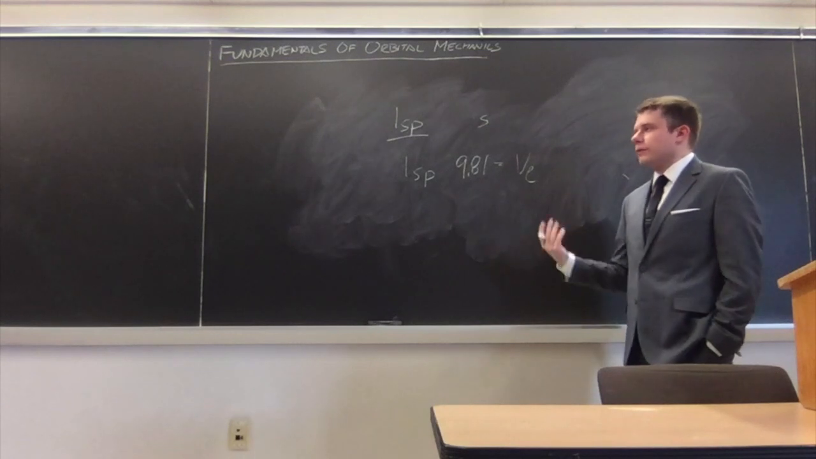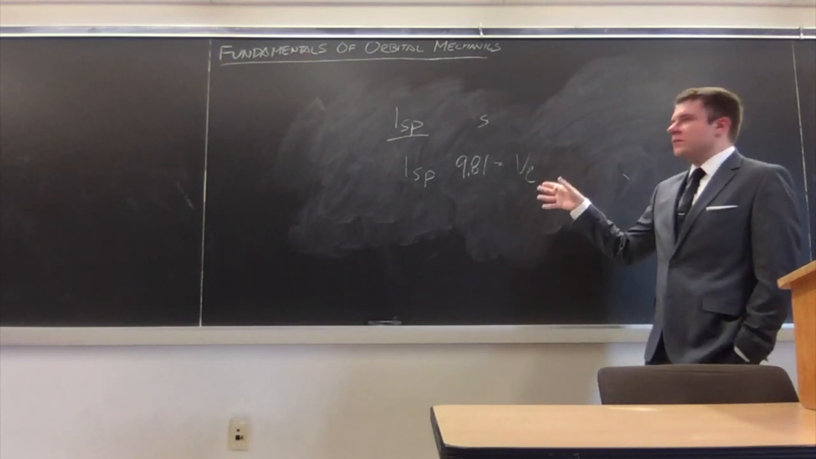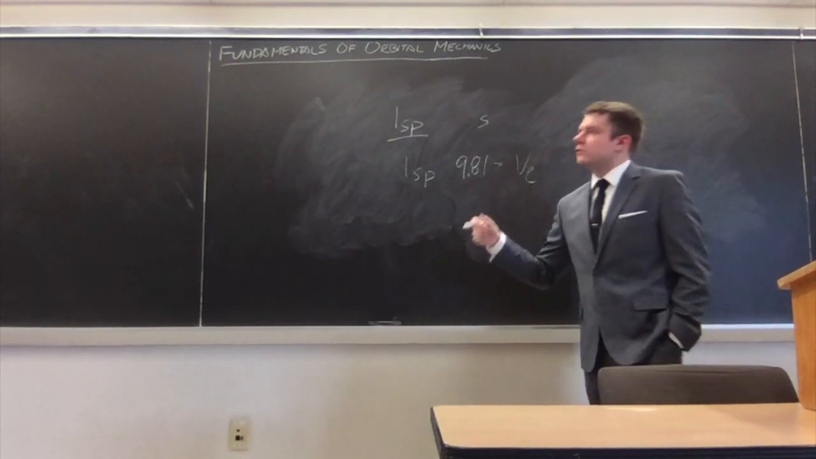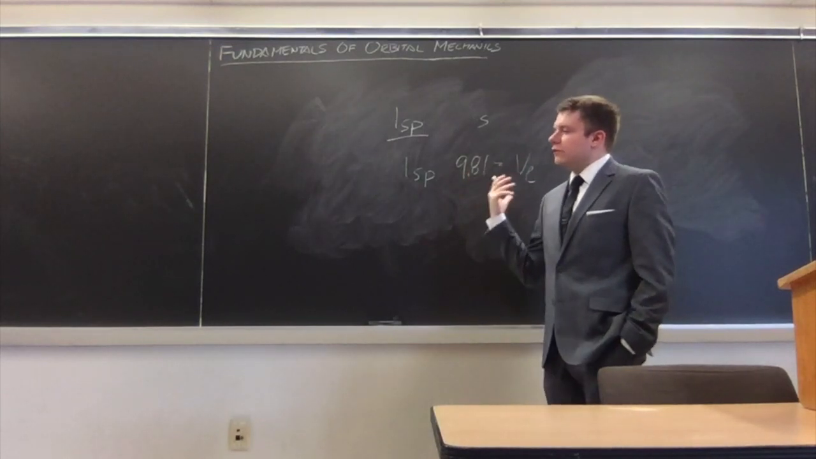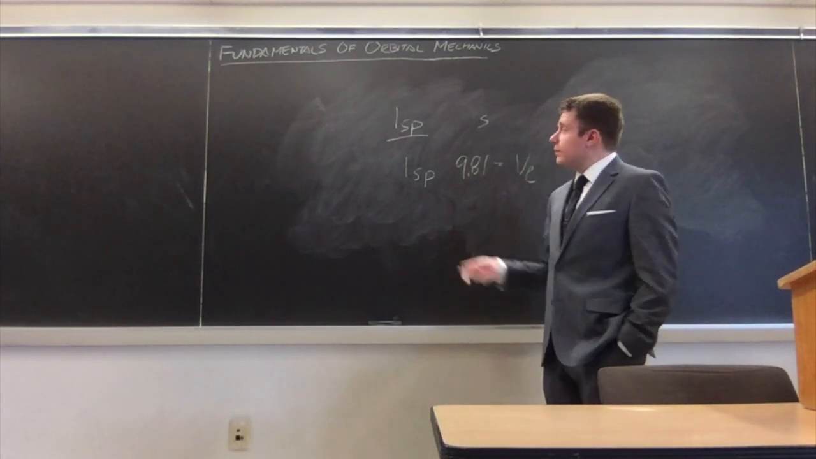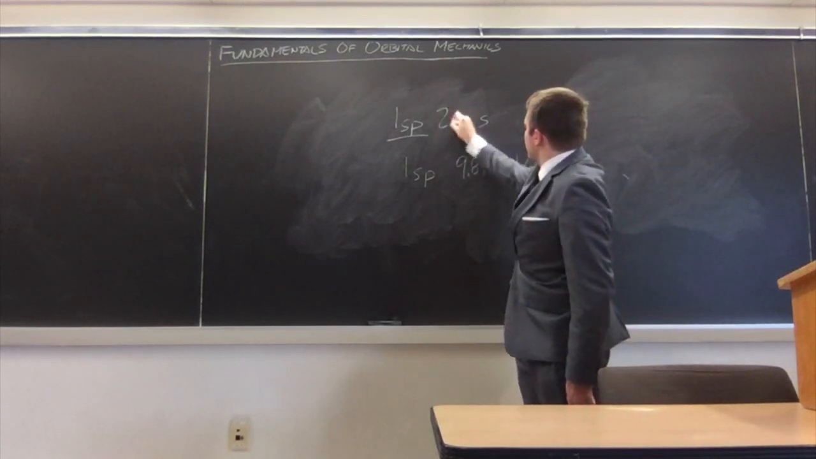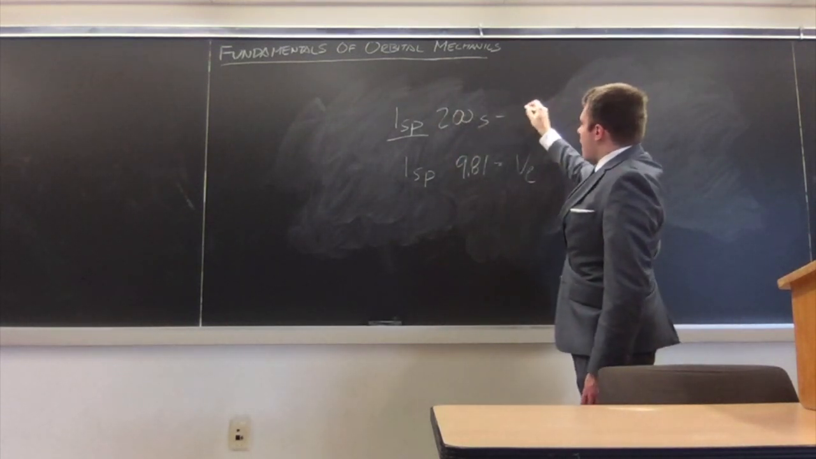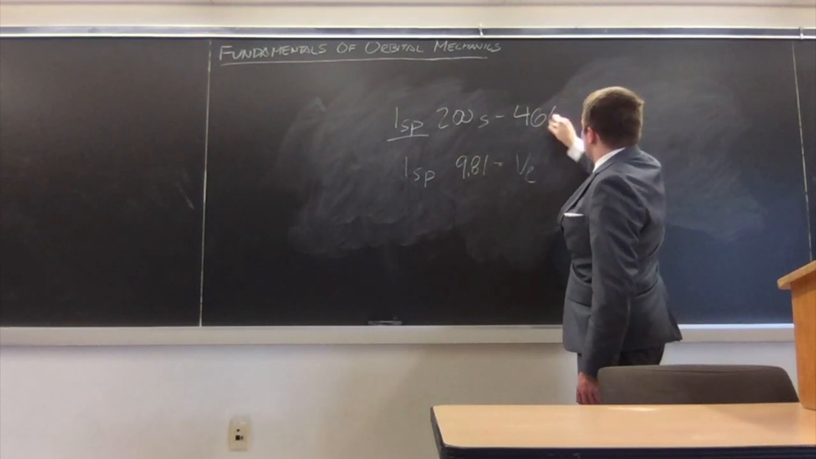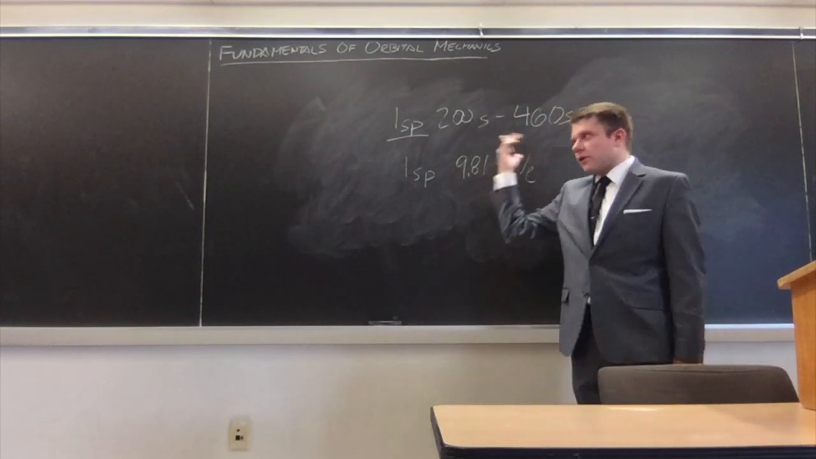Now, this is basically used as a performance number when it comes to rockets and rocket engines in general, because it's a very nice and friendly and simple unit. Generally speaking, when we talk about specific impulse, you'll see numbers thrown around from 200 to perhaps 460 range, and this is 460 seconds.